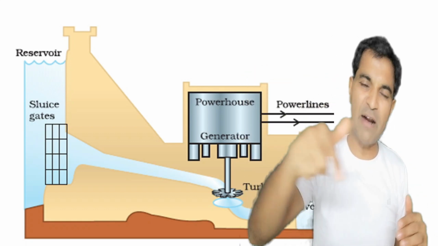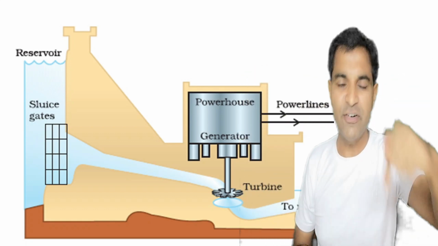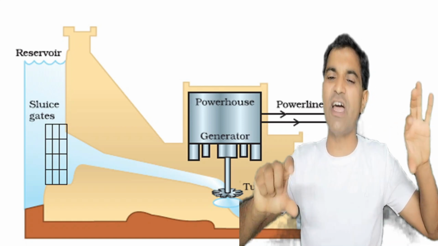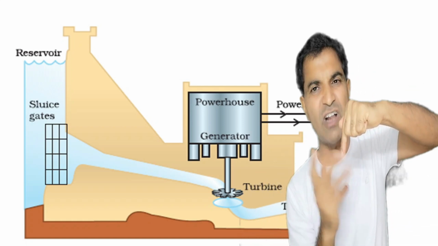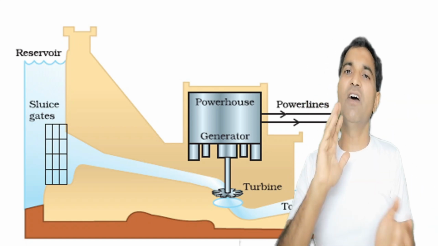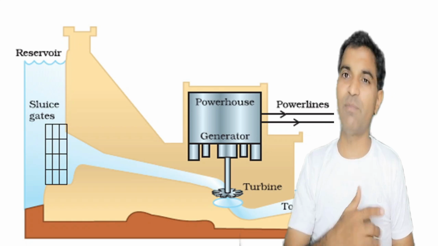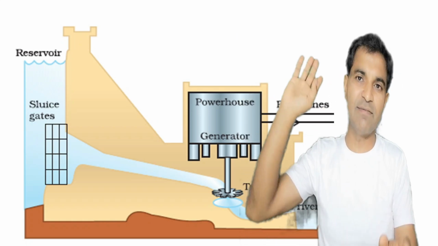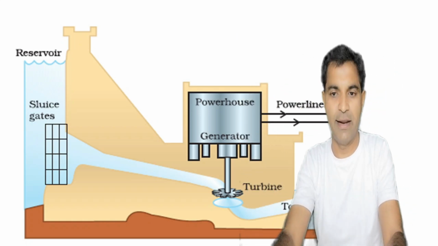Okay, so now let us come back to the main point, that is the hydroelectric power plant. When water strikes the blades, the turbine will start moving at a very high speed, and in consequence will rotate the generator, and the generator will produce electricity, and this electricity will be transported to the consumer end.